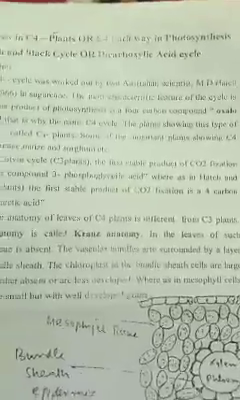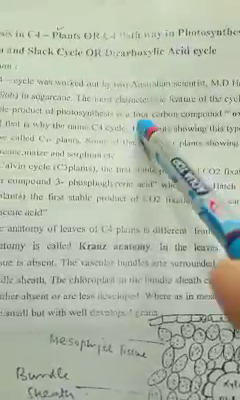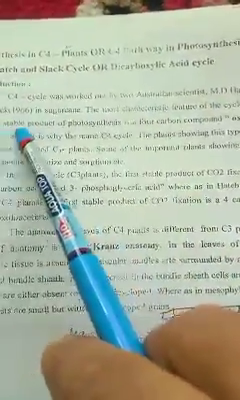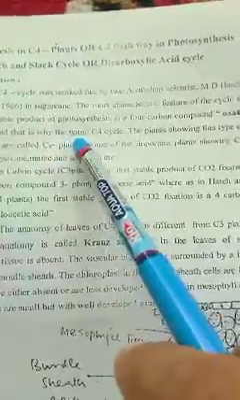In the previous lecture we discussed the C3 cycle or Calvin cycle. Today we will take up the second pathway of carbon dioxide fixation, that is the C4 cycle, or Hatch and Slack cycle, or dicarboxylic acid cycle. The C4 cycle was worked out by two Australian scientists, M.D. Hatch and C.R. Slack, in 1966 in sugarcane.